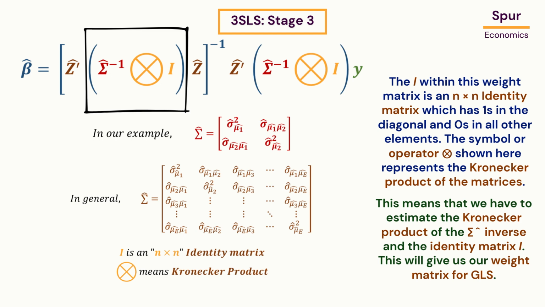The symbol or operator shown here represents the Kronecker product of the matrices. This means that we have to estimate the Kronecker product of the sigma cap inverse and the identity matrix. This will give us our weight matrix for GLS.